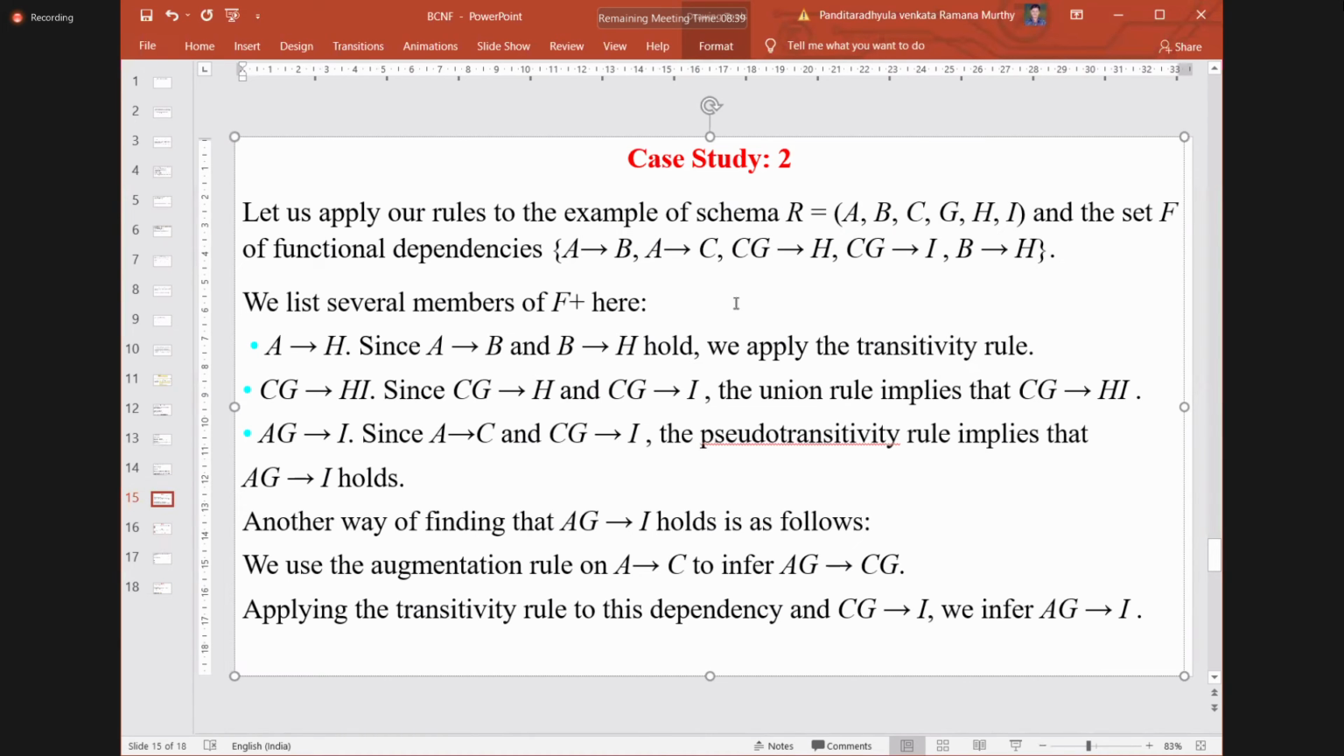Now we need to identify F closure. You can create any additional rules, or you can delete something. First of all, here I am explaining how to create additional rules.